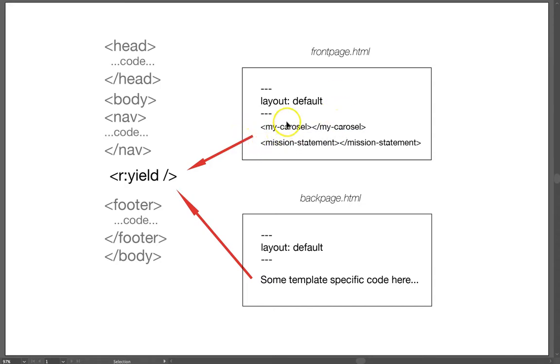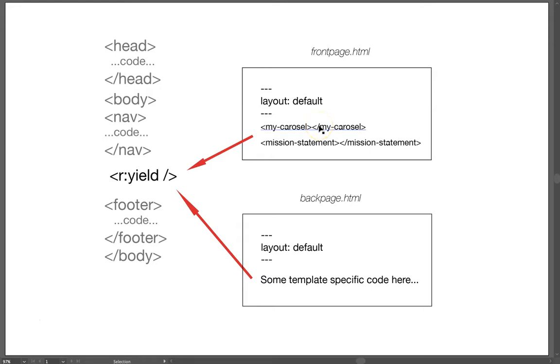Now, as you can see here, if this is the frontpage.html, it has maybe a carousel and a mission statement on it. It's going to take these two things and just plunk them into the yield tag. Same thing with the back page: it's going to take the back page specific code here and put it into the yield tag. So I hope that makes a little more sense. Basically, layouts allow us to dry up our code a fair bit and modularize the parts that we need to modularize into one file, and it really makes things very nice and pretty.